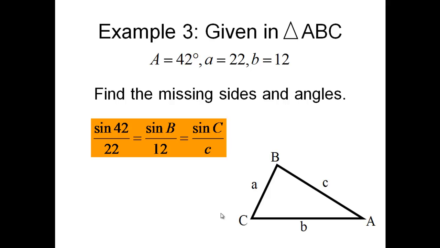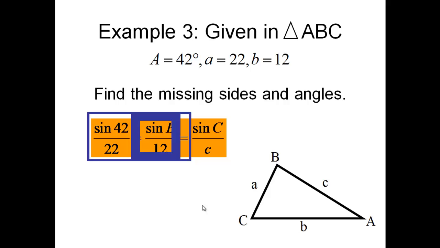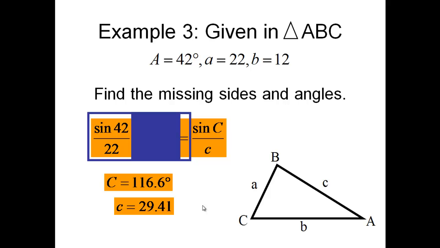So we already found that angle B was 21.4. So now we need to find our angle C and side C. So if we eliminate this and we set it equal and we solve for C, we can find that angle C is going to be 116.6, and then plugging that in and finding side C, we can find that it's 29.41. Take a minute to pause the video and make sure that you do get those two solutions.